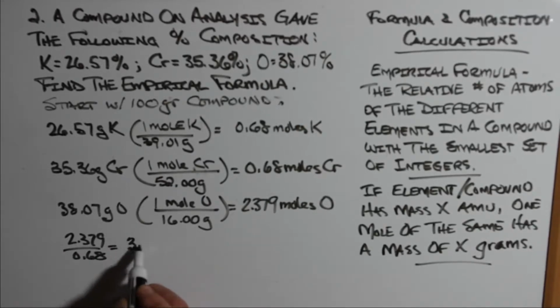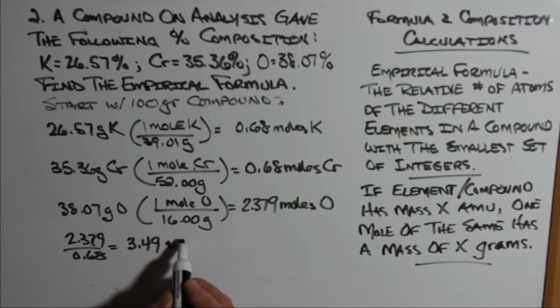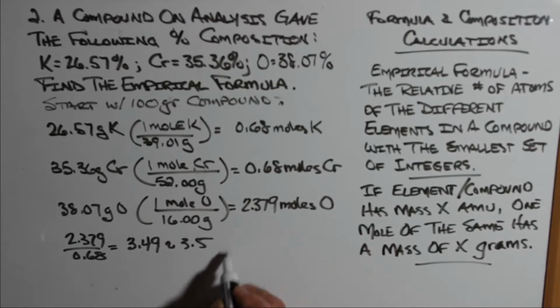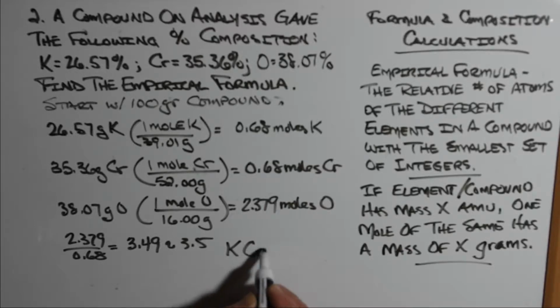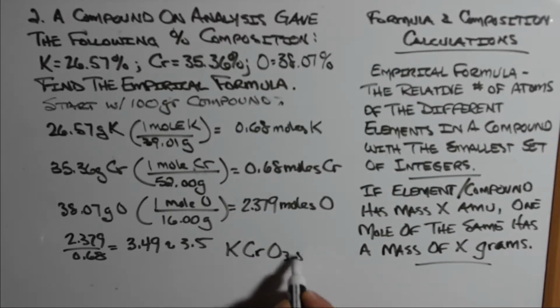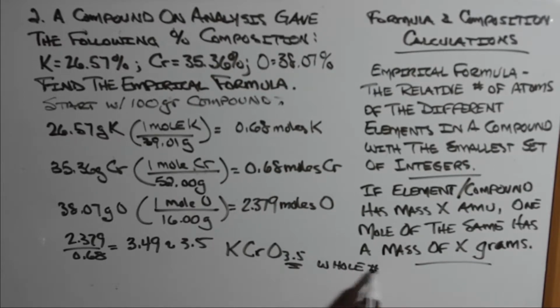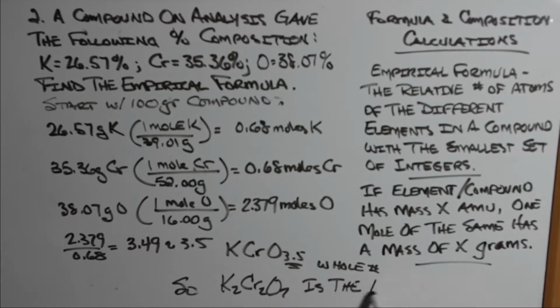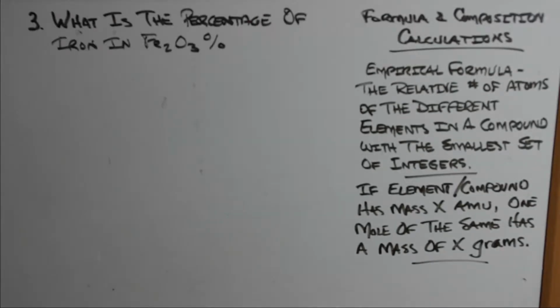Dividing all numbers by the smallest number, 0.68, we come up with 3.5 for oxygen. So starting with that, we have KCrO3.5, but these are all supposed to be whole numbers. So if we double everything, we get an empirical formula of K2Cr2O7 as the empirical formula for the compound. And that's that problem.